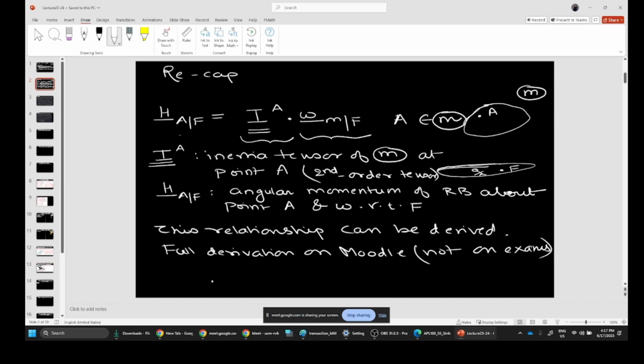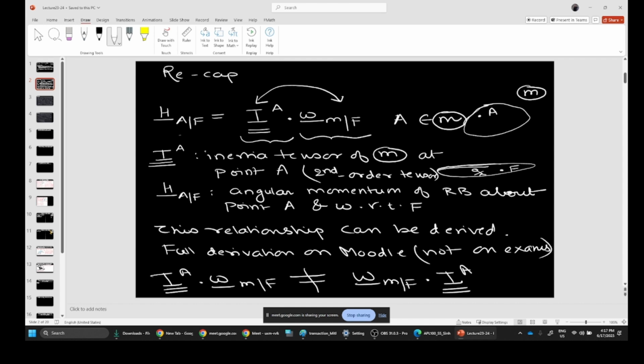Now note that this order has to be maintained. This dot product of the second order tensor should be such that on the left hand side you have the inertia tensor of the body at point A, and only on the right hand side you get omega MF. Mind you, this is not the same as this. If you want, you can show this.